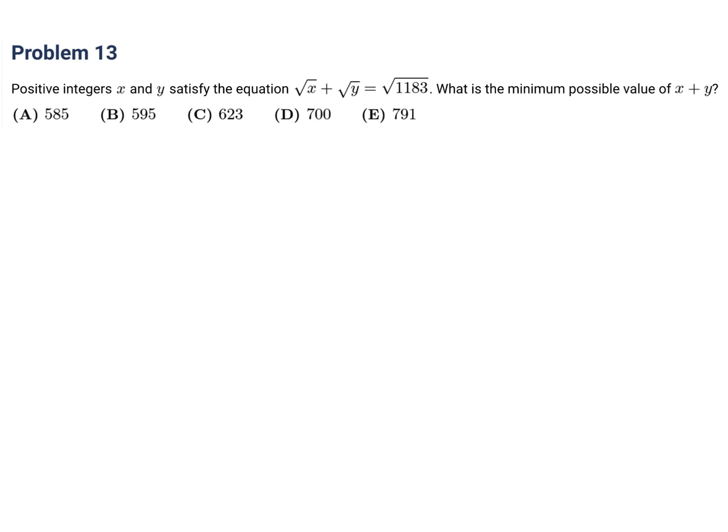Positive integers x and y satisfy root x plus root y equals root 1183. What is the minimum possible value of x plus y?